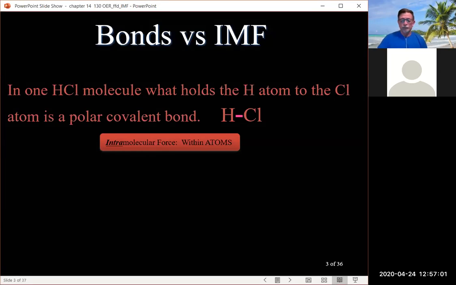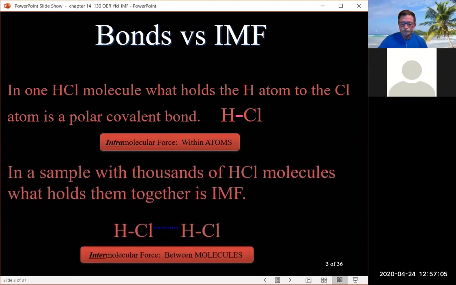Let's take, we all know about the bonds. Let's take this example. We have hydrochloric acid. This is a covalent bond, and it's a polar covalent bond. Any compound with two different atoms, any two different atoms, you have a polar bond, with one exception, carbon and hydrogen. That's a nonpolar bond.